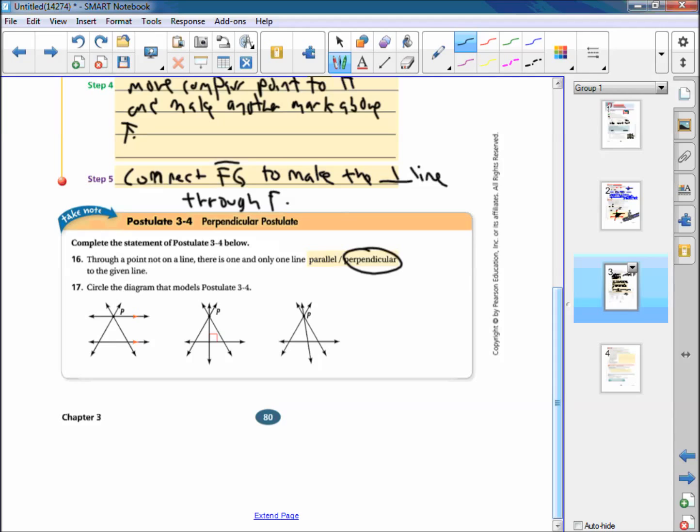So through the point not on the line, there's one and only one perpendicular through that line, and that's going to be this one. This is the only one that draws the perpendicular. So here's P, not on this line, and here's the one and only one perpendicular that goes through it. Neither of these are perpendicular, and none of these three are perpendicular.